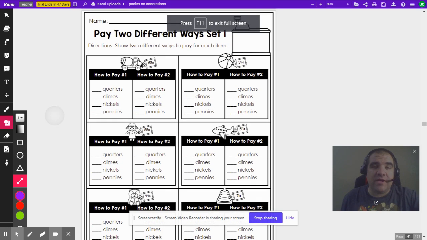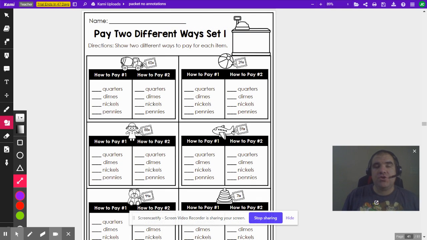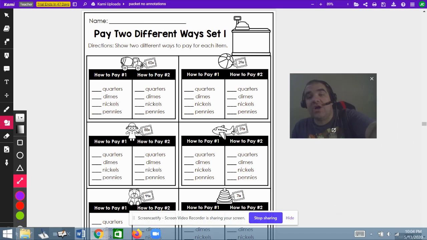Hi, everybody. This is week two, day three, page two. Pay two different ways, set one. Directions: show two different ways to pay for each item.